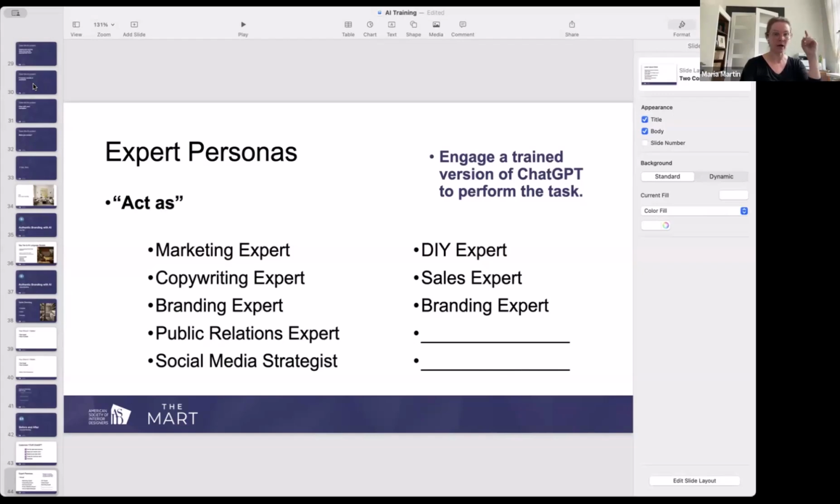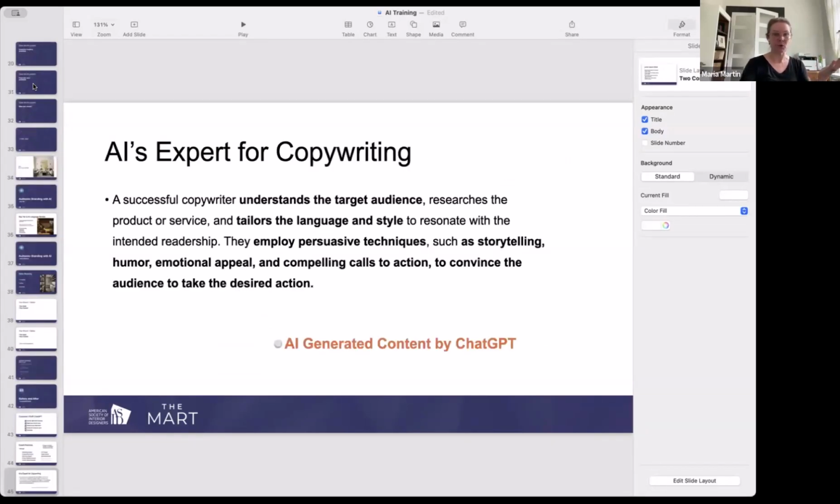So number one, you need to tell it who you want to talk to. Otherwise, you're going to get a kid stepping off of a school bus. An example is if you're asking for something as simple as having copywriting done, instead of like an English teacher writing something for you.